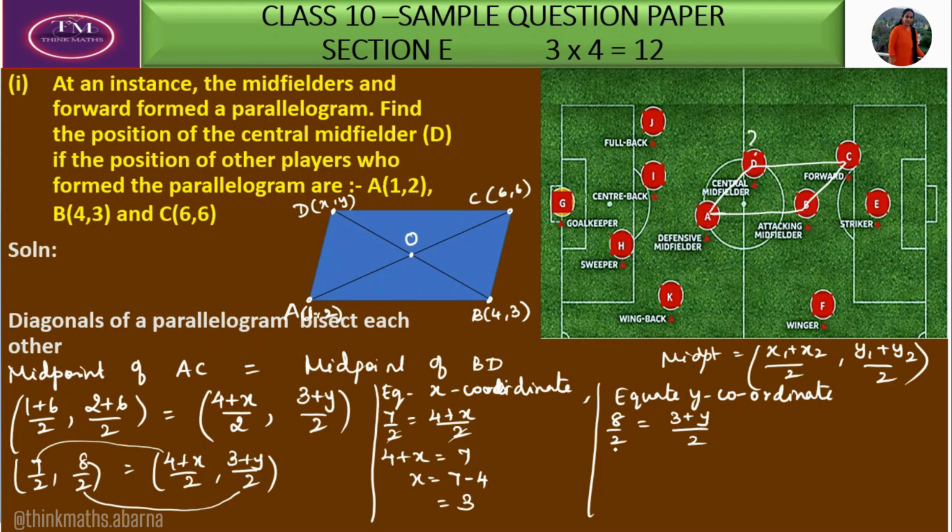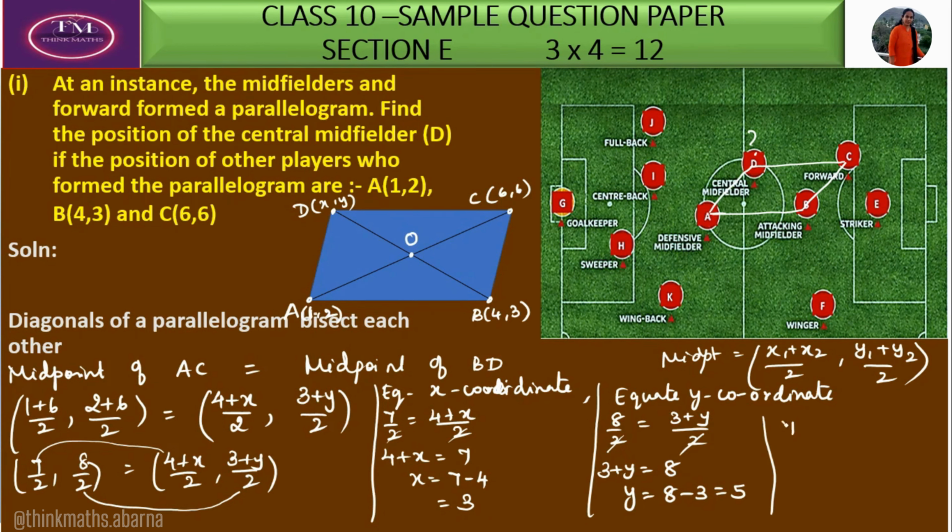So this 8 is divisible by 2, so I can write it as 4. Instead of doing that, I'm just cancelling the denominator. Both have the same denominator, so I am cancelling 2. So 8 is equal to 3 plus y. So I can write it as 3 plus y is equal to 8. So y is equal to 8 minus 3, which is equal to 5.